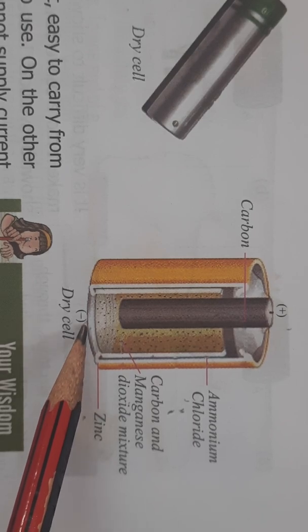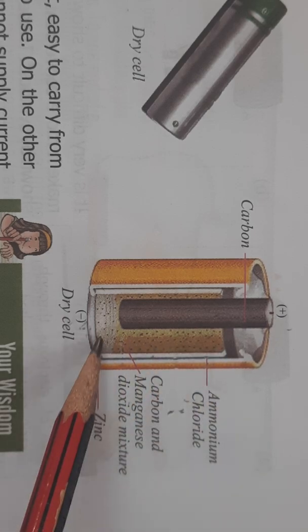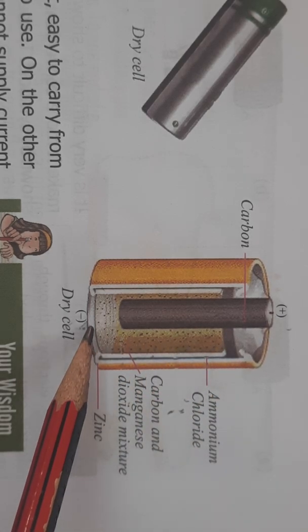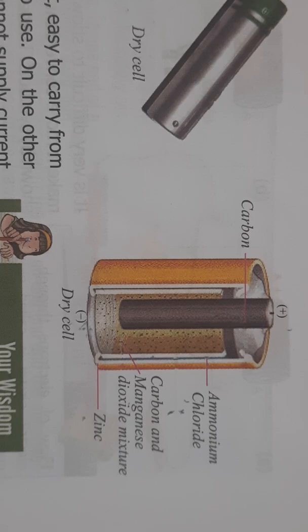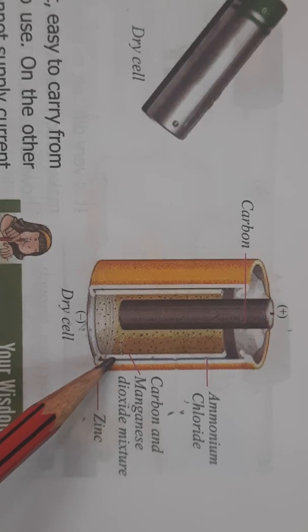So a dry cell has got many advantages. What is it? It is compact. छोटा सा रहता है. It's easy to carry from one place to another and very convenient to use. But these cells cannot be recharged.